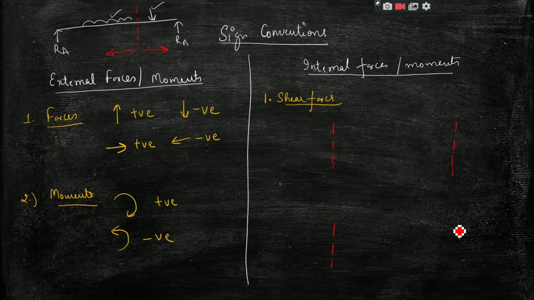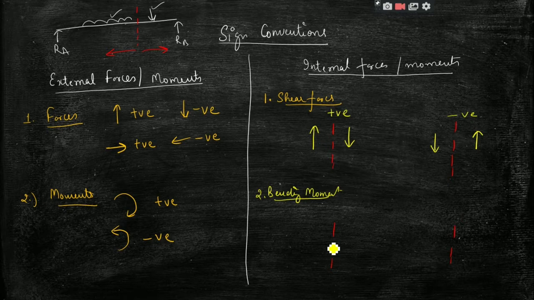The sign convention we will be using is that if we are solving on the left hand side of the section, the upward forces are taken positive, and if we are solving on the right hand side of the section, downward forces are taken positive. Similarly, on the left hand side, downward is taken negative, and on the right hand side upward is also negative.